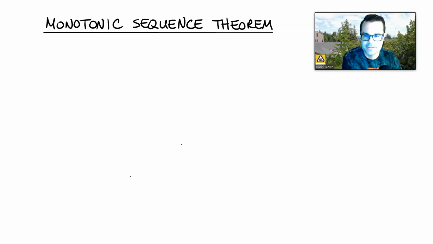So what this says is every monotonic bounded sequence converges. So there's a little bit to unpack here. We have to go over what is monotonic and what is bounded.